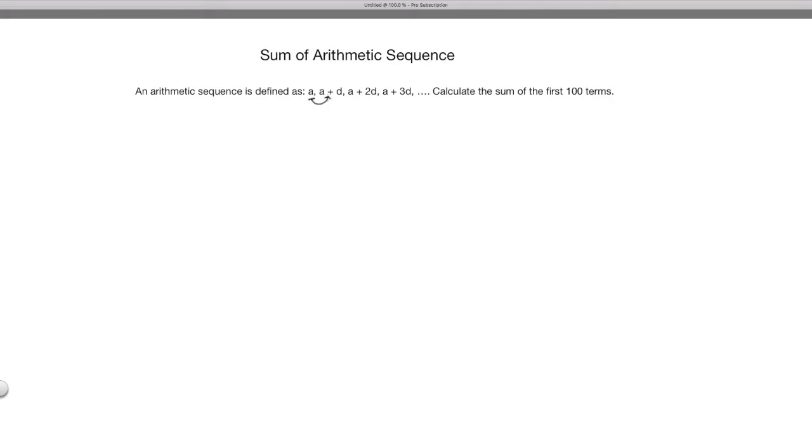So if you start with a, the next term is a plus d. The next term is a plus 2d. The next term will be a plus 3d. As you see, the difference between the next term minus the current term is always d. And such a sequence is called an arithmetic sequence.